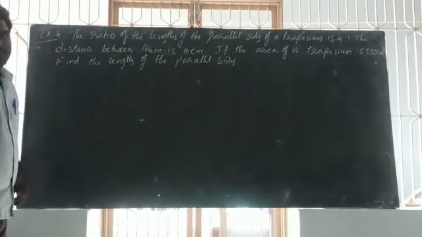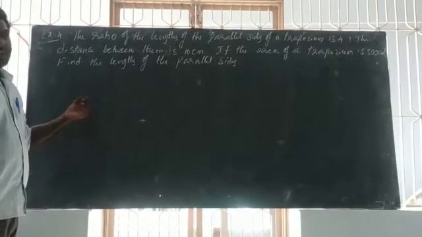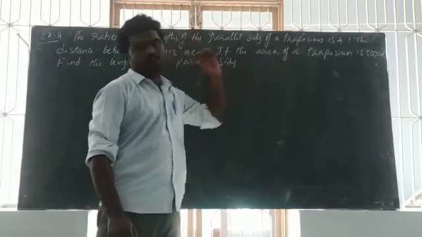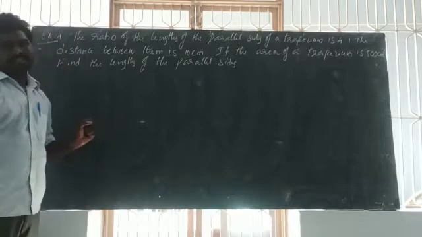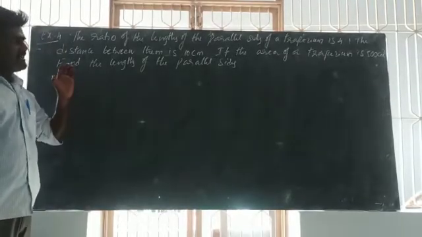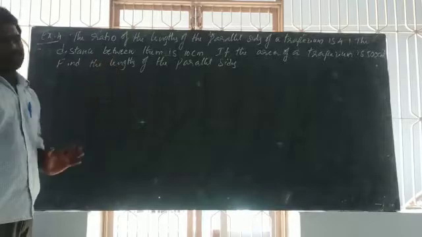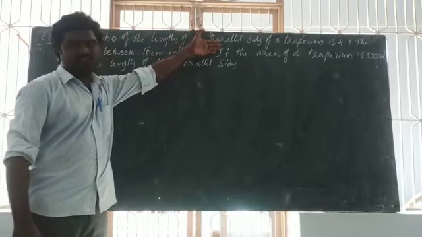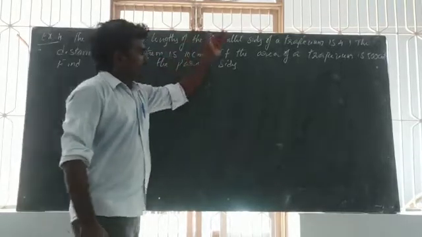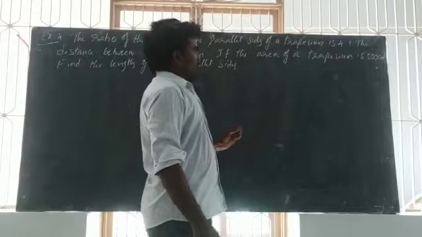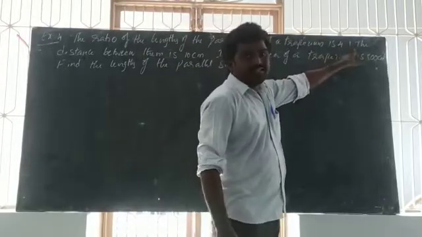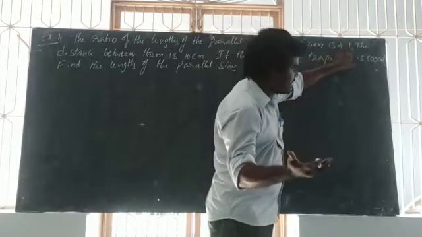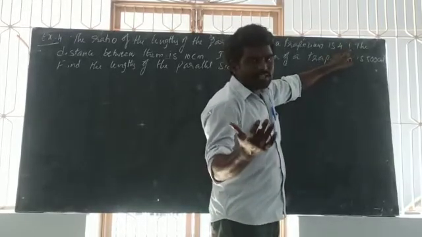Okay, next one, example 4. Here, what is the question? The ratio of the lengths of the parallel sides of a trapezium is 4:1. Ratio means comparison between any two quantities with the same units. Here we compare the two parallel sides of a trapezium. 4:1 means the first parallel side length is 4 parts, and the other parallel side length is 1 part. How much each part is divided into, we don't know.